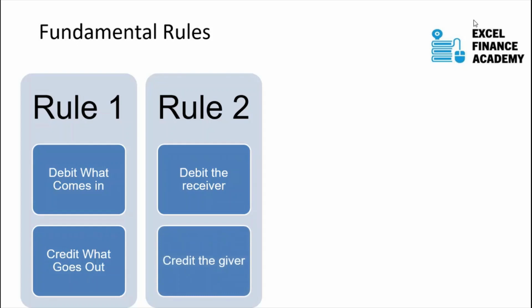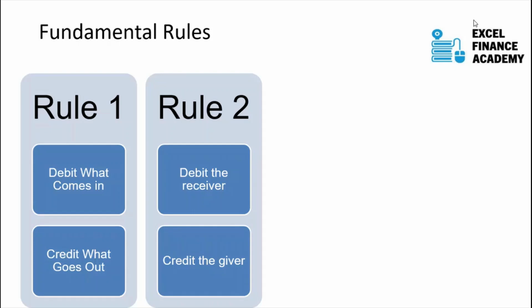So if, let's say, you sell something on credit, now the person is paying you the money, correct? So in this case, what is happening? Who is giving the money? The customer, correct? So you will credit the customer, and what you are getting back? You are getting in money. So you are using rule 1 and rule 2 together.